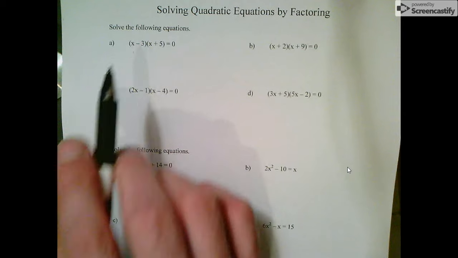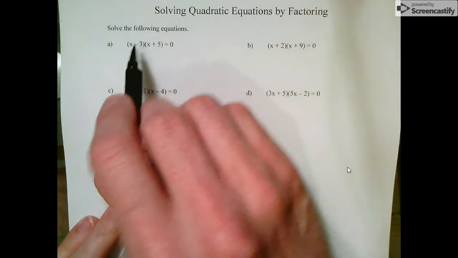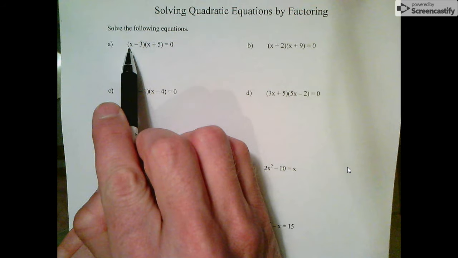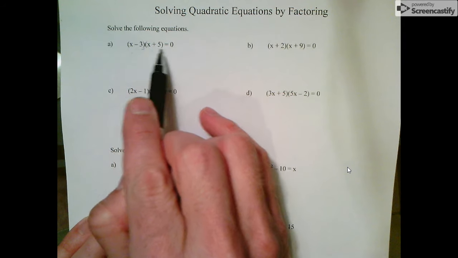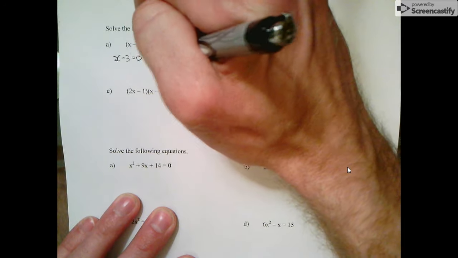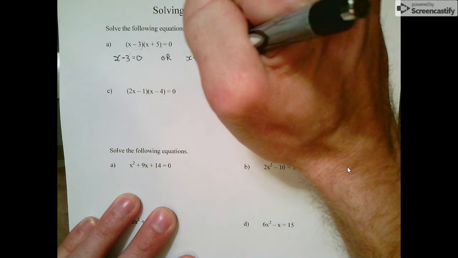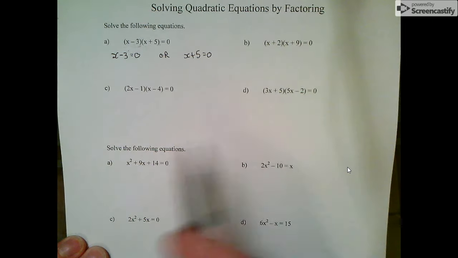So we think about the logic of how multiplying works. If I multiply something by 0, it doesn't matter what the other number is. The answer will be 0. So we look at this in two separate cases, where this first binomial could be the 0 that makes the whole equation 0, or the second one could be. So I'm going to say x minus 3 is the thing that makes it 0, or x plus 5 is the thing that makes it 0. And then I just solve each one separately.